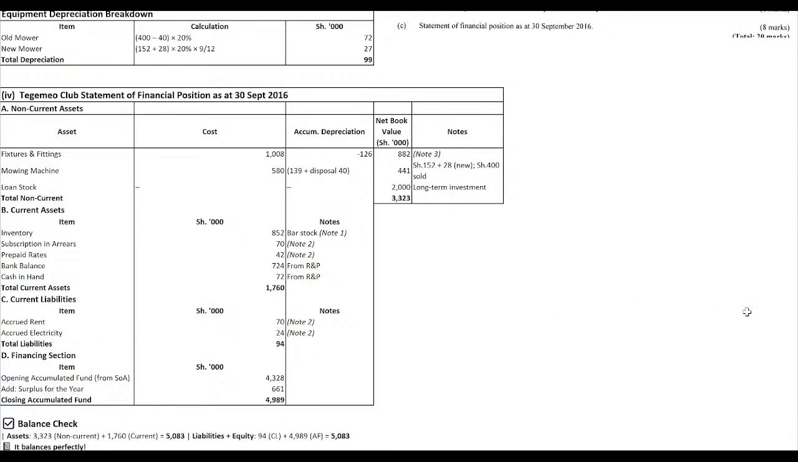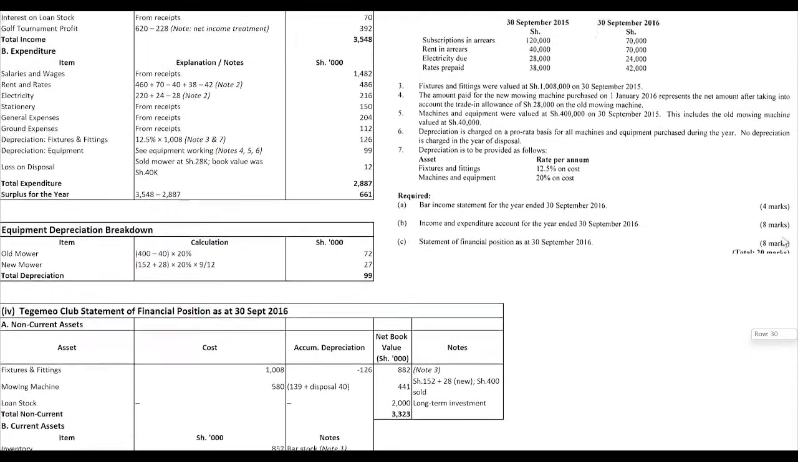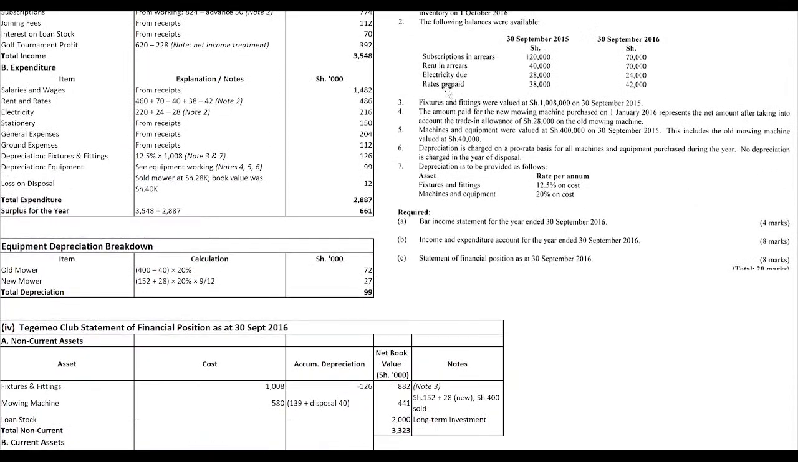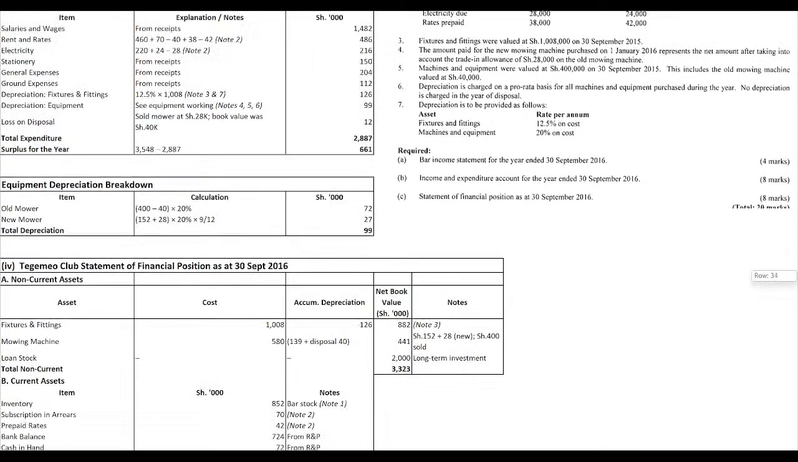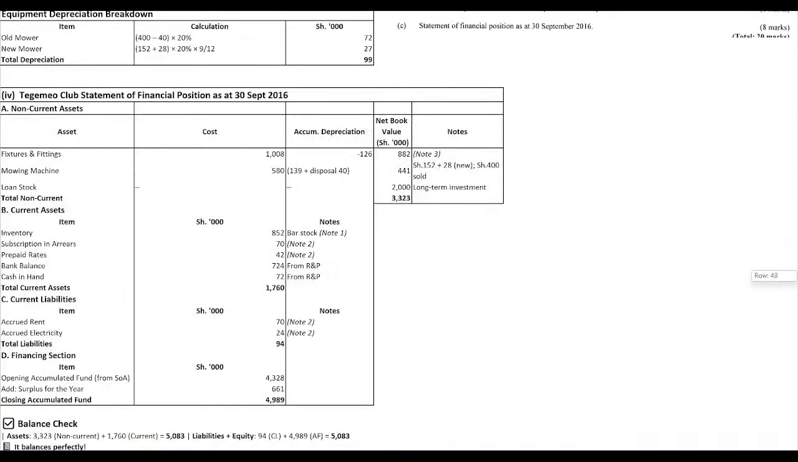We have to check on the accrued rent and electricity. So rent in arrears and electricity, we have 70 and 24 for that year. So those are current liabilities. We don't have long-term liability.